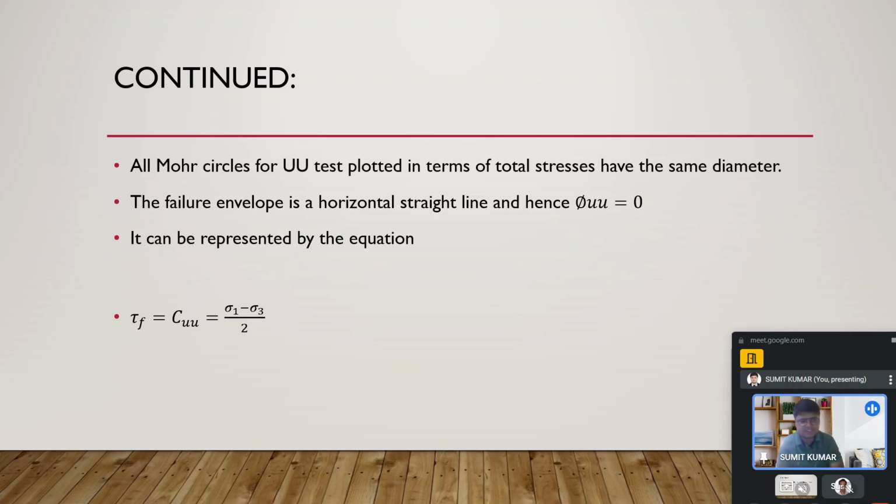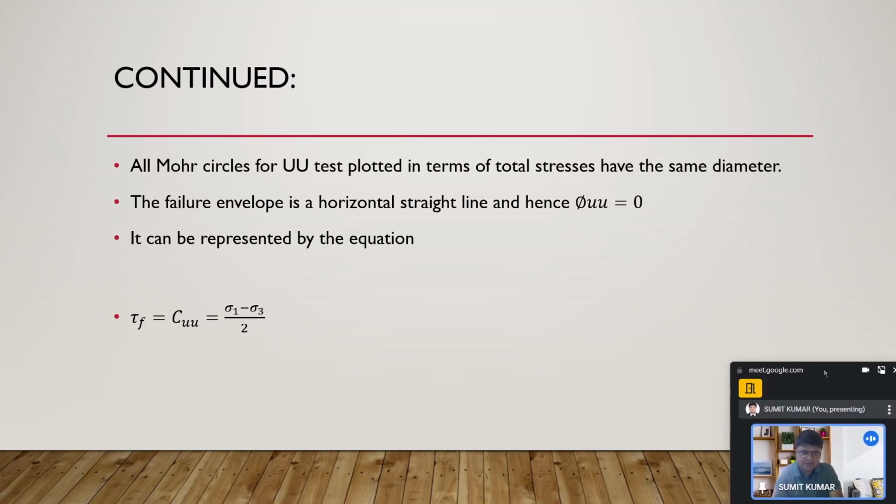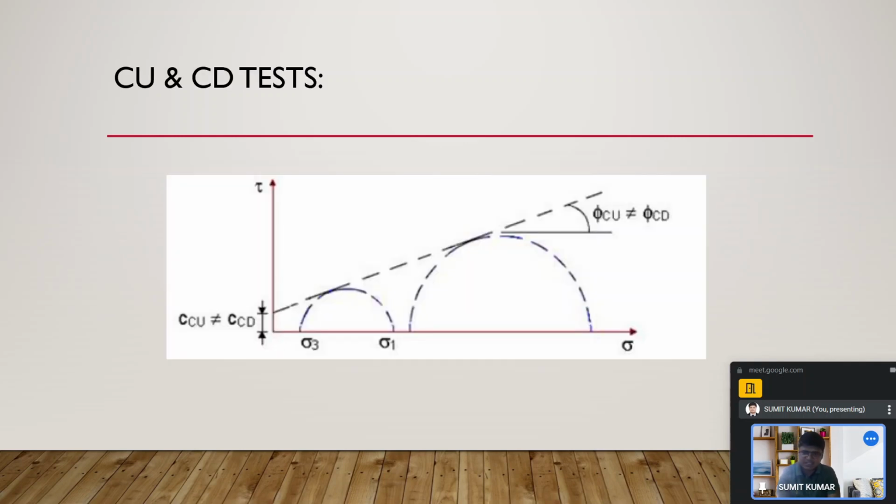When we go for the effective stress, you come to know that the results give the same value for all the cases we are able to perform. So the failure envelope is a horizontal straight line, as shown in the picture. The value of phi UU is 0. This can also be represented with the help of equations. We will also plot the value of sigma 1 minus sigma 3 versus strain in the coming slides.